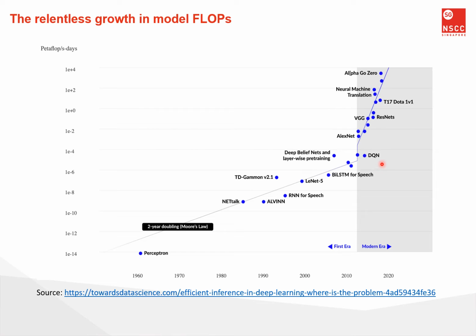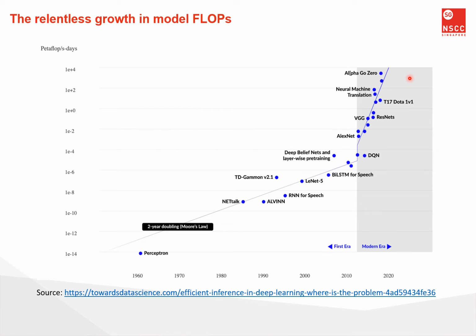DQN is a deep Q learning network, actually a deep reinforcement learning, and AlphaGo is also based on reinforcement learning. So you can see actually reinforcement learning based techniques, using deep learning, they do add to the complexity quite a bit. And the previous simpler CNN like LeNet, they are still growing on this normal exponential curve, but the more complex ones like VGG and ResNet, they are on this very steep path as well.